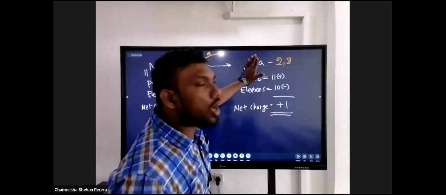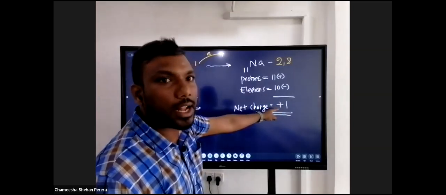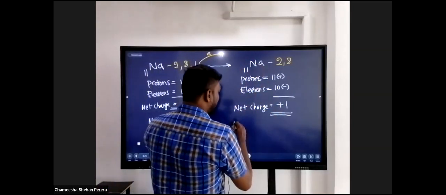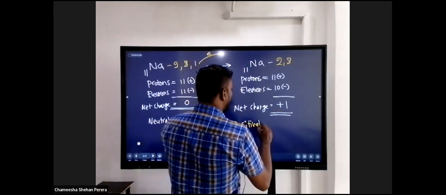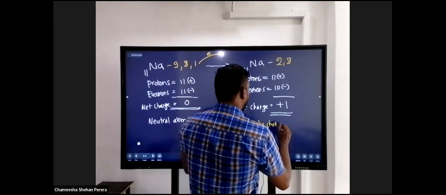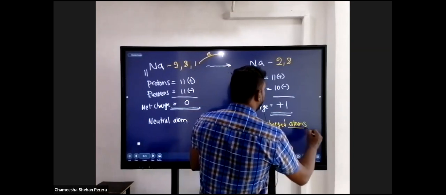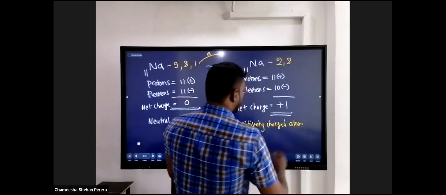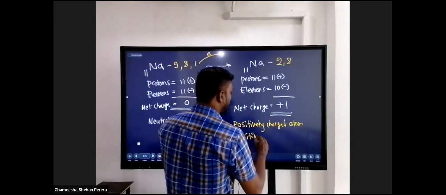Now you can't call it a neutral atom anymore because it's not neutral. Right? Positive one, negative one. It's not a neutral atom anymore. So we have to call it a positive atom. Positively charged atom. Basically, you use the word atom for these positively charged structures. We call it a positive ion.